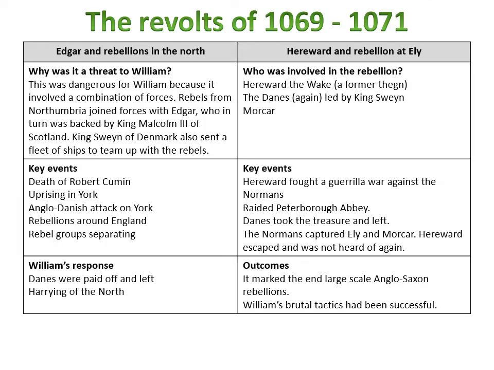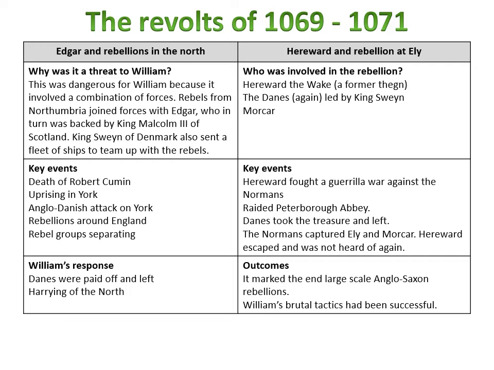Next up, we have the revolts of 1069 to 1071. Firstly, the revolts led by Edgar and the rebellions in the north. Now, this was a threat to William because it involved a combination of forces. So, rebels from Northumbria joined forces with Edgar, who in himself was backed by King Malcolm III of Scotland. King Sweyn of Denmark also sent a fleet of ships to team up with the rebels.